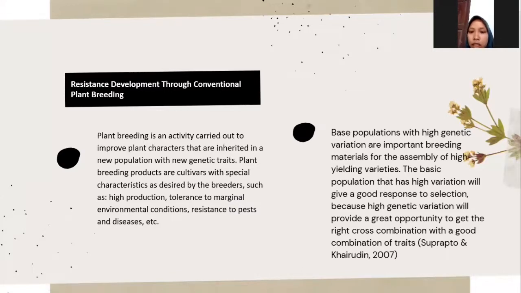Number two, populations with high genetic variation are important breeding material for the assembly of high yielding varieties. The basic population that has high variation will give a good selection response because high genetic variation will provide a great opportunity to get the right cross combination with good traits.